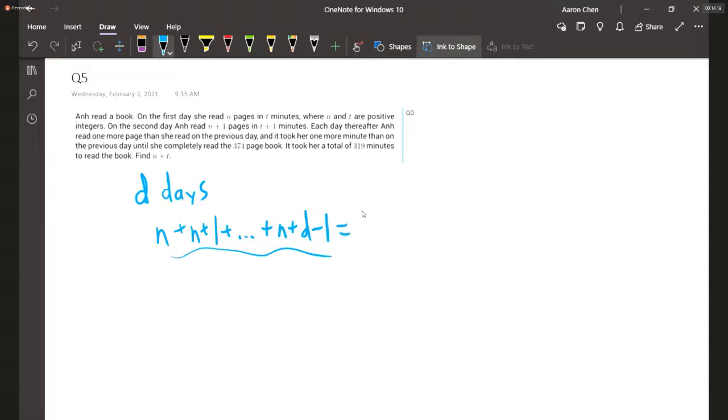And in this sum, there's a total of d copies of n. So part of the sum is d times n. And the other part of the sum is 1 plus 2 plus 3 all the way to plus d minus 1, which is d times d minus 1 over 2. And we're given that it's a 374 page book, so this equals 374.